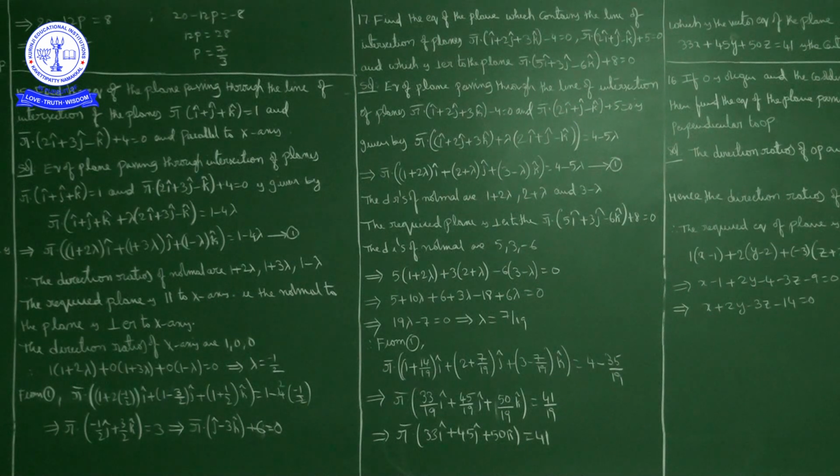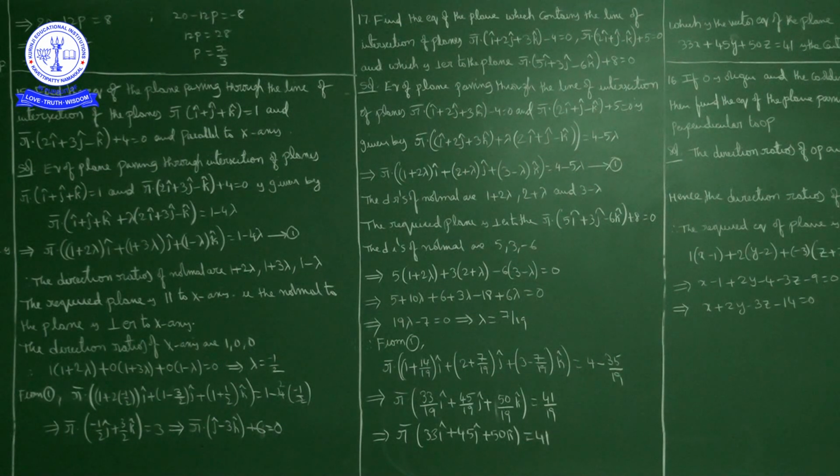First of all, equation of plane containing the line of intersection of two planes r bar dot n1 bar equal to d1 and r bar dot n2 bar equal to d2 is r bar dot product with n1 bar plus lambda n2 bar is equal to d1 plus lambda d2.